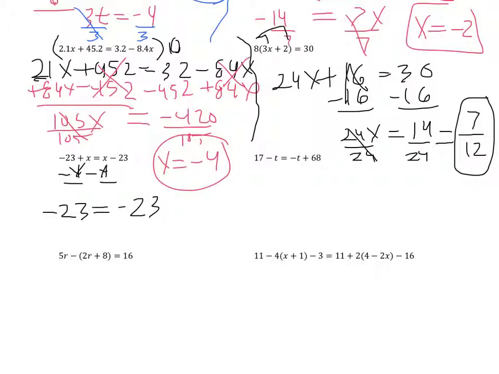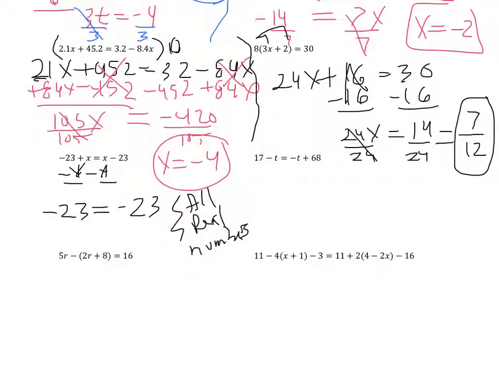Now, as soon as the variables are gone, one of two things is the case. We can get something that's always true, or we can get something that's never true. So right here, because negative 23 equals negative 23, what that tells us is we can put any number we want in for x, and that's going to give us a true statement. That is, negative 23 plus 1 is the same thing as 1 minus 23. Negative 23 plus 5 is the same thing as 5 minus 23. That is, x can be anything. So the solution to this is all real numbers.